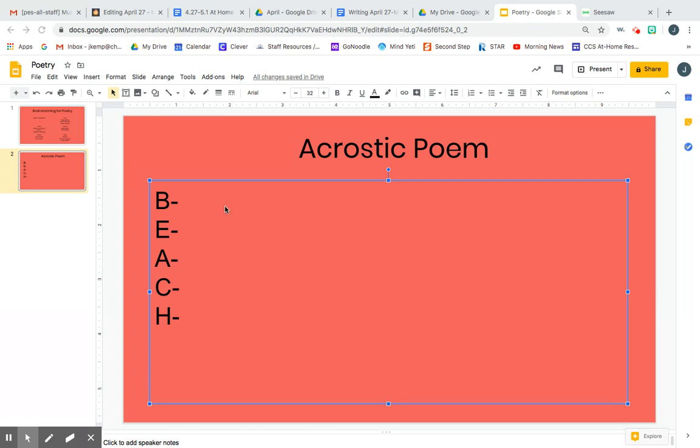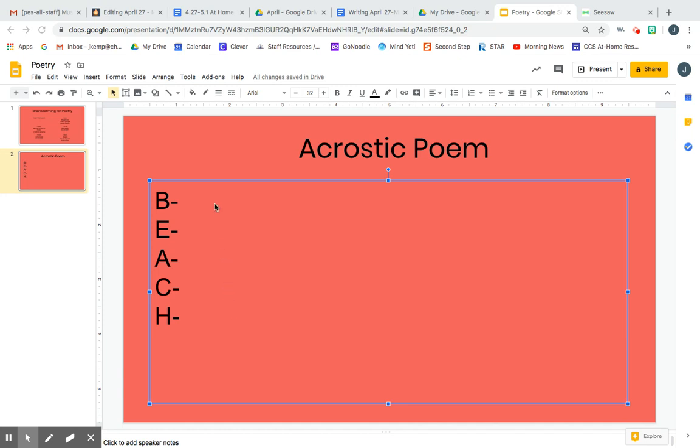So, my acrostic poem, my first line is going to start with a B, my next line is going to start with an E, then an A, then a C, and then an H. Now, for each line, I can use just one word if I want to, or I can use a few words like a phrase. But remember, in poems, we don't have to write whole sentences. So I don't have to write, if I was going to write something about seagulls at the beach, I could just say seagulls. I don't have to say there are seagulls, because in a poem, you can just write phrases, and that's totally fine.